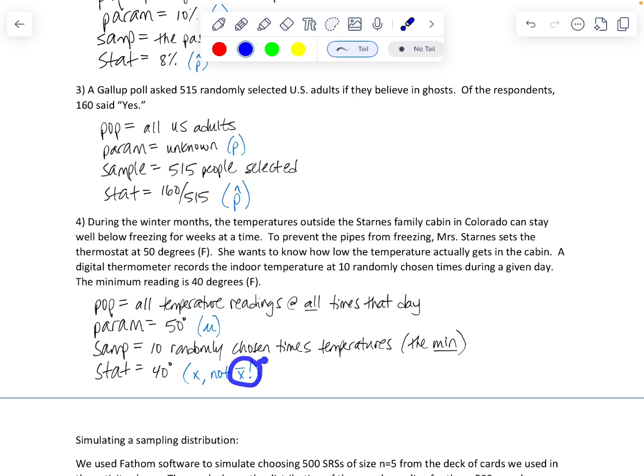It was kind of freaking some of us out because we thought we were always supposed to do means. In this case, we're doing a minimum. Here's just another example where it's not always a mean that we're analyzing, but that's okay.